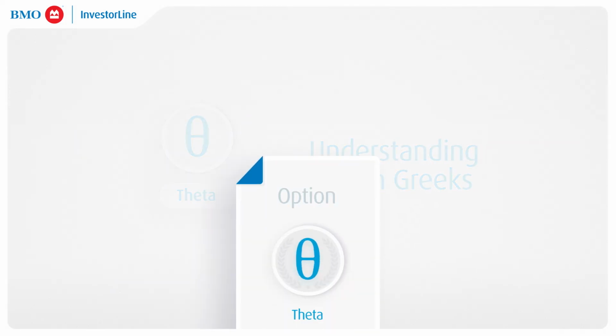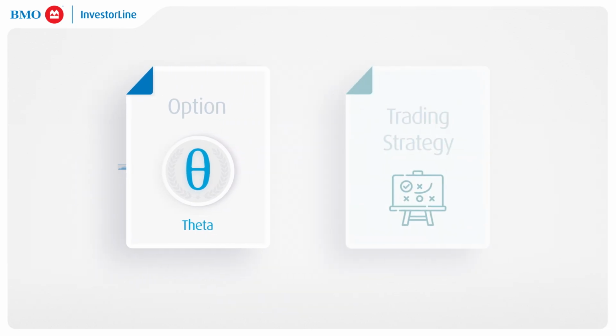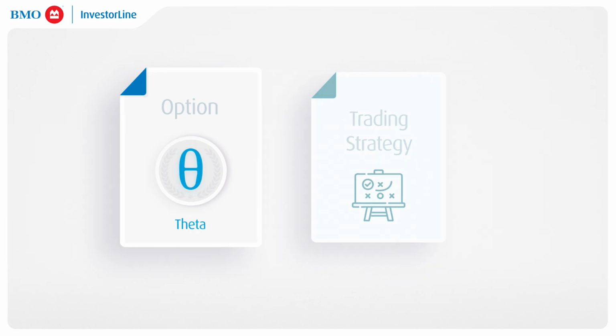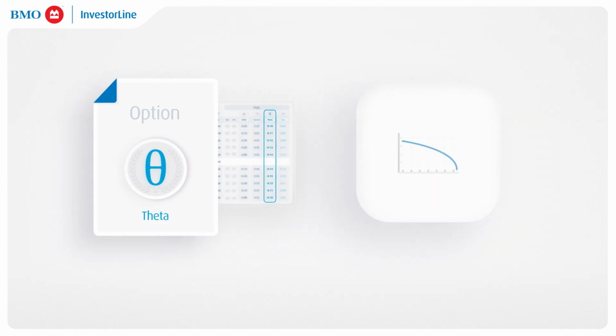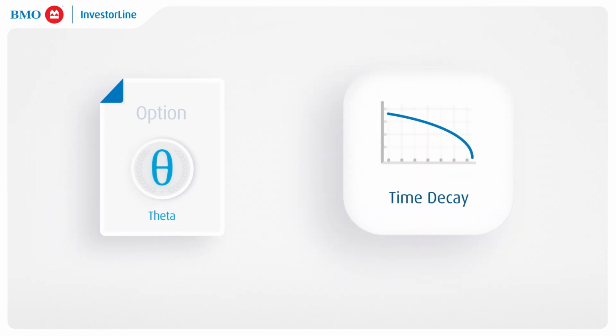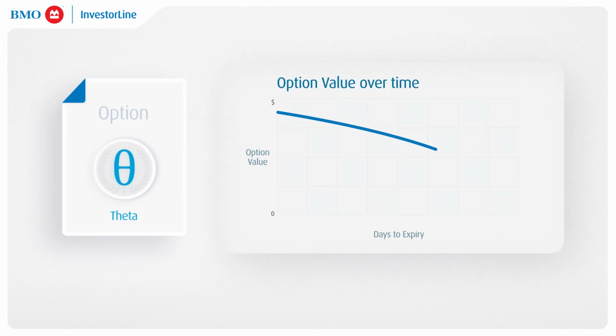Whether you're a seasoned trader or just starting out, understanding theta can significantly impact your trading strategies and outcomes. As a result, it is critical to have a solid understanding of theta when trading options. Theta, also commonly referred to as time decay, is one of the Greek letters used in options trading to measure the daily impact on the extrinsic value of an option.